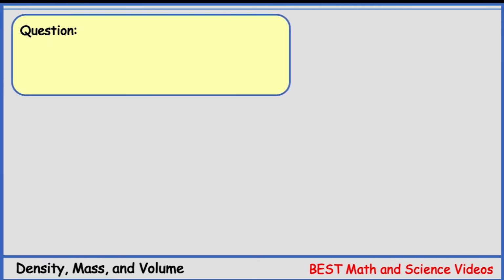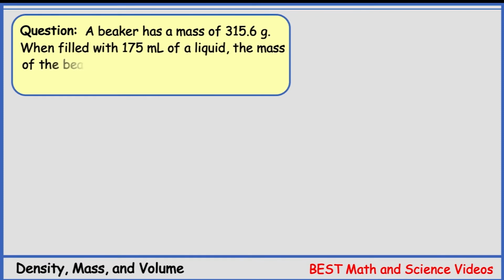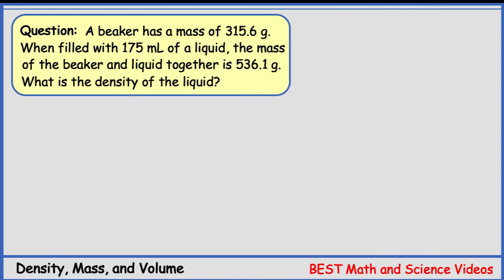A beaker has a mass of 315.6 grams. When filled with 175 milliliters of a liquid, the mass of the beaker and the liquid together is 536.1 grams. What is the density of the liquid?